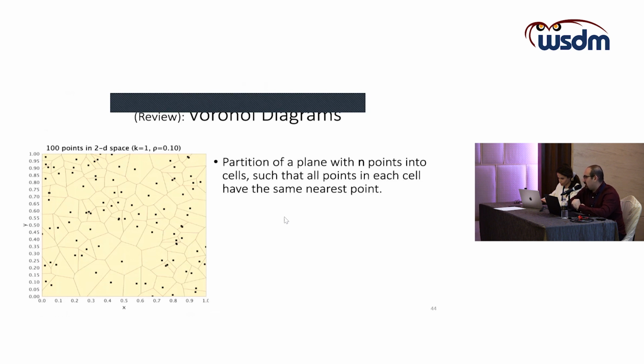For those of you who are not familiar with Voronoi diagrams, they are geometric indices that partition a 2D plane, in general a D-dimensional plane, but now we're talking about 2D, right? They partition the plane of endpoints into a few cells, such that all the points within each cell have the same nearest neighbor. For example, if we look at this region, for every query point in this region, the nearest neighbor is this block. And how to generate Voronoi diagrams is well studied.